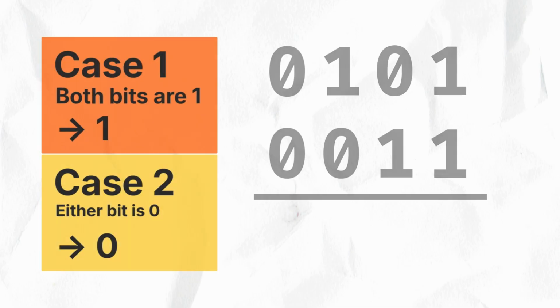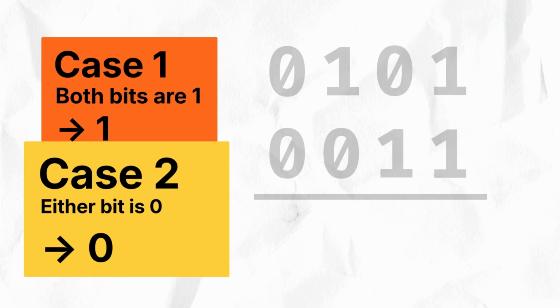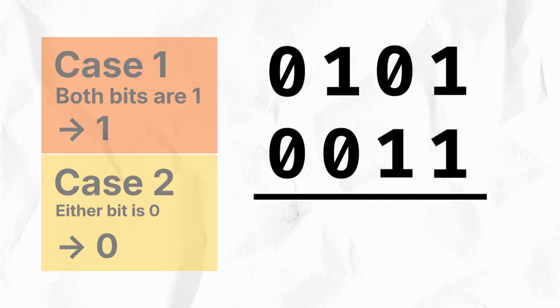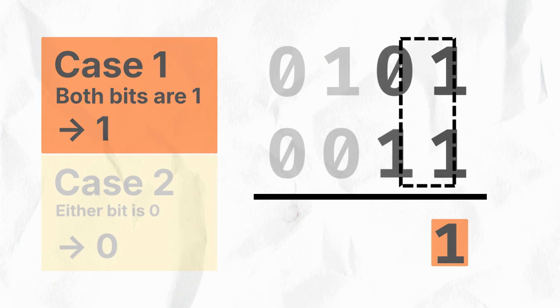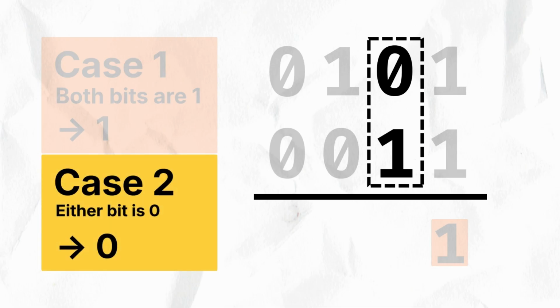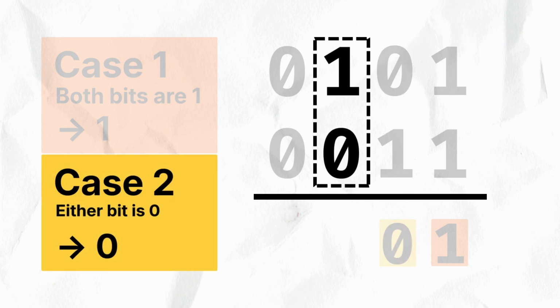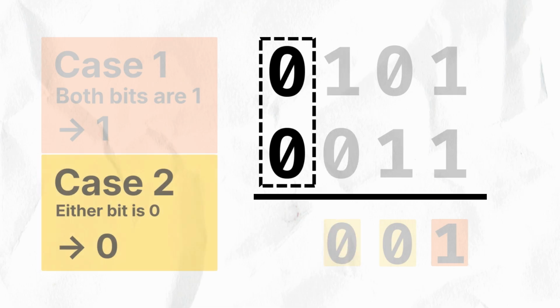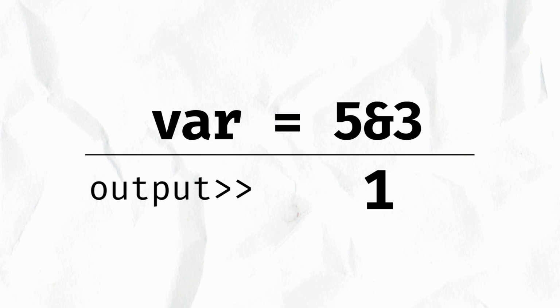The AND operator looks at each pair of these corresponding bits separately to decide: if both bits are 1, the result bit is 1. If either bit is 0, the result bit is 0. For 5 and 3, the smallest bits are both 1. Thus, the resulting bit is 1. For the next bit, as one of the bits is 0, the resulting bit is 0. For the third bit, as one of the bits is 0, the resulting bit is 0. For the largest bit, as one of the bits is 0, the resulting bit is 0. Together it is 0001 in binary, which is 1 in denary. The result of 5 and 3 doing bitwise AND is 1.